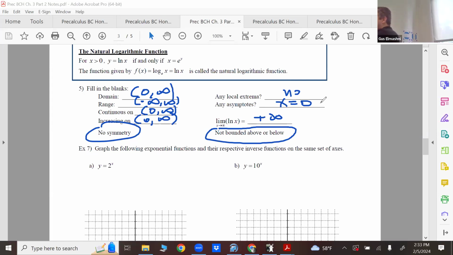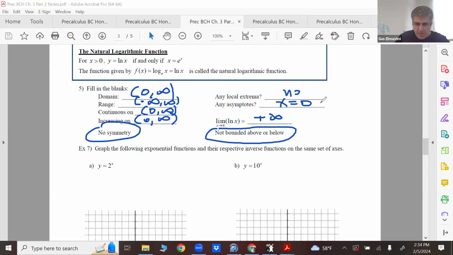You say not bounded below. What does it mean? That means that there's no horizontal asymptote. Is there a horizontal asymptote for e to the x, not natural log? Logs don't have horizontal asymptotes. It's vertical, right? There's no ceiling, there's no basement. It goes up forever, goes down forever. It goes down forever really quickly because of its exponential nature, but it goes up very slowly.